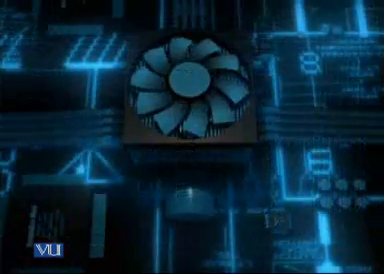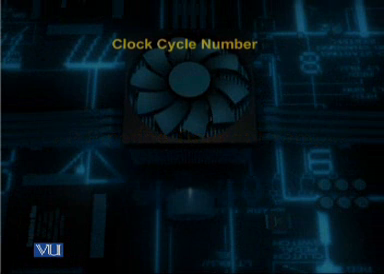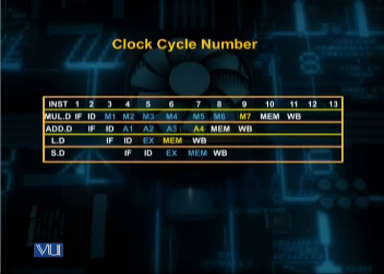Now let us consider a few typical examples with the help of which we can see the performance of the pipelined floating point data path using pipelined functional units. So first of all, let us consider the unpipelined functional unit. Over here, with this timing diagram, we can very easily explain how a floating point pipeline data path works.